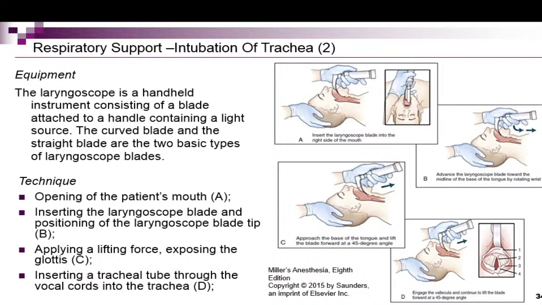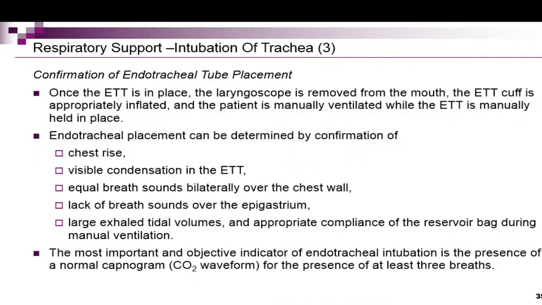And the specific technique is composed of 4 parts. The first part, opening of the patient's mouth, inserting the laryngoscope blade and positioning of the laryngoscope blade tip just above the epiglottis, applying a little force and exposing the glottis, and inserting a tracheal tube through the vocal cords into the trachea. 4 steps.